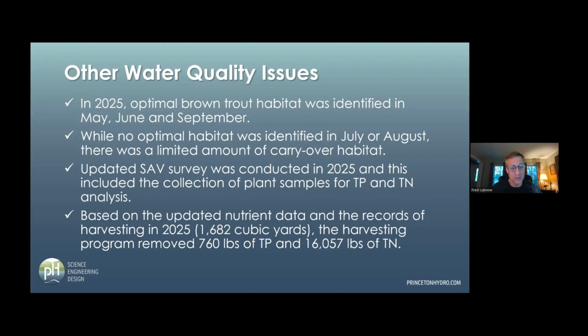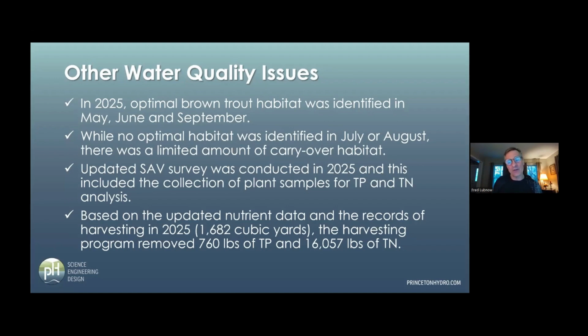So we know in 2025, there was 1,682 cubic yards of plants that were removed from the lake. Now, when you remove the plants, you're also removing some nutrients. And so doing that study where we analyzed the plant content for the nutrients, we estimated that the harvesting program removed about 760 pounds of phosphorus and a little over 16,000 pounds of nitrogen.